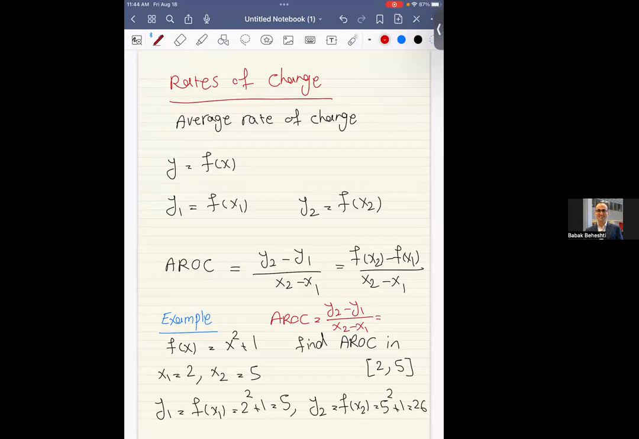So you have on the top 26 minus 5 divided by 5 minus 2, which is 7, right? Is that clear?